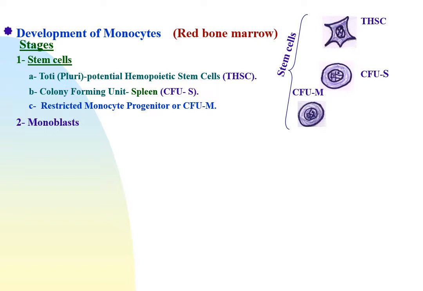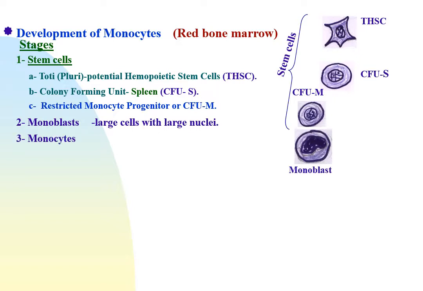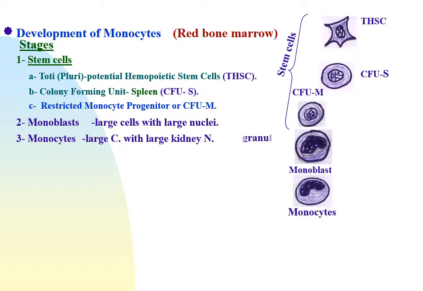Monoblasts are large cells with large nuclei and basophilic cytoplasm. They can differentiate into monocytes. Monocytes are large cells having large eccentric kidney-shaped nuclei and scanty basophilic non-granular cytoplasm.